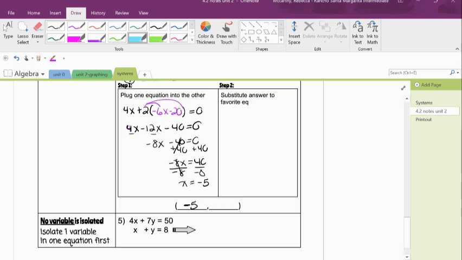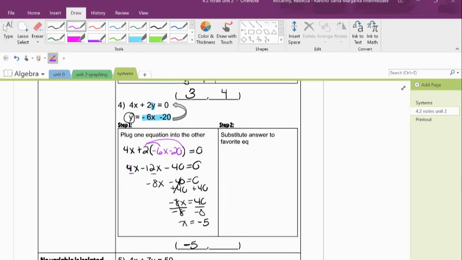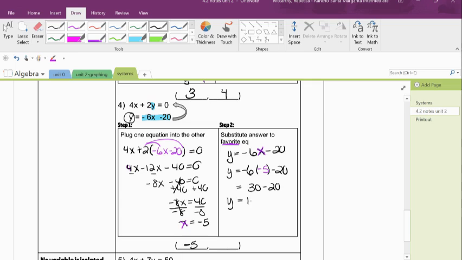Now I'm going to substitute into my favorite equation again. Okay, again, it doesn't matter, but I'm going to pick ones where I could do my math easy. Since I need to solve for y, to me it makes sense to use the second equation. So every time I see an x, I'm going to replace it with my answer that I got. There we go. And that's this here, that value there. So y equals negative 6 times my x value, which is negative 5, minus 20. And simplify, I got 30 minus 20, and y is equal to 10.